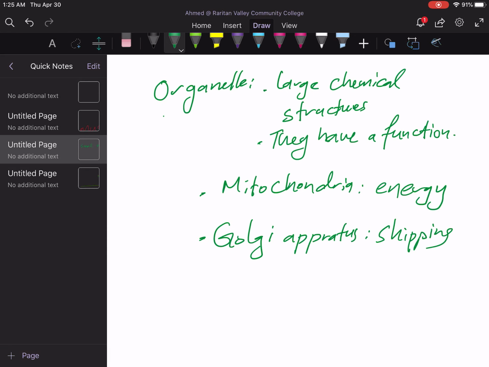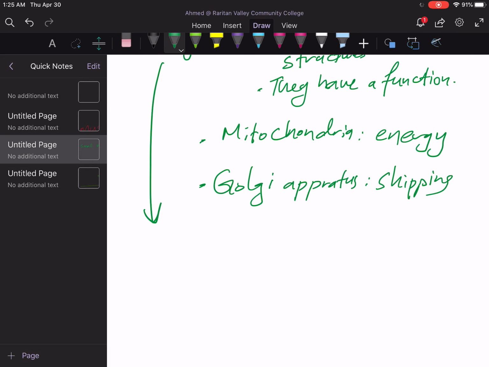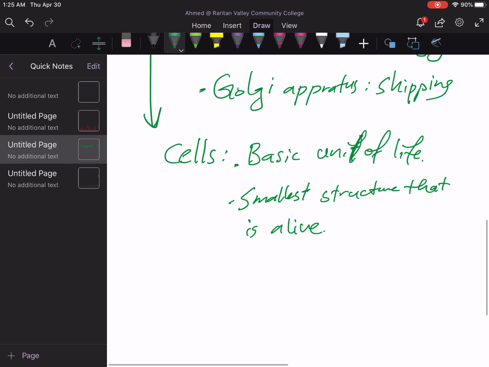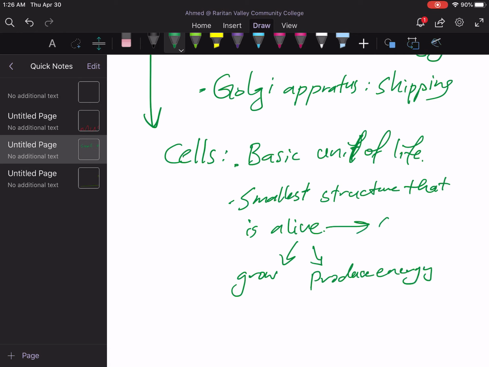Now, a group of organelles will come together and they will form cells. Cells are the basic unit of life. This is the smallest structure that is alive, meaning that it can grow, it can produce energy and consume energy, of course. It can communicate and so on. There are different characteristics to take into consideration for life.